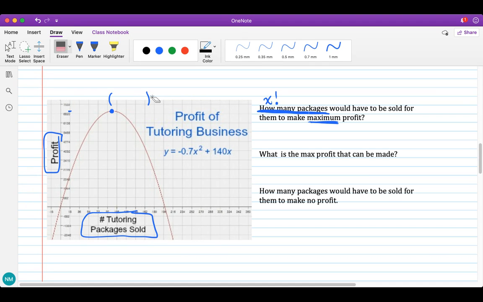So we're going to use what the actual vertex is here. So the vertex is 107,000. Actually, it does make sense. So my X is 100, my Y is 7,000. So how many packages would have to be sold for them to make maximum profit? Again, we know we're going to talk about the vertex because it says maximum here. But which value of the vertex? It's the X. So I know it's going to be 100 packages sold. 100 packages.